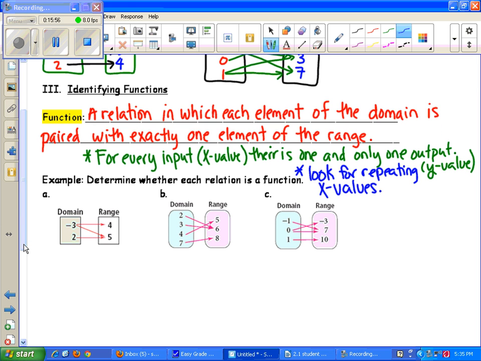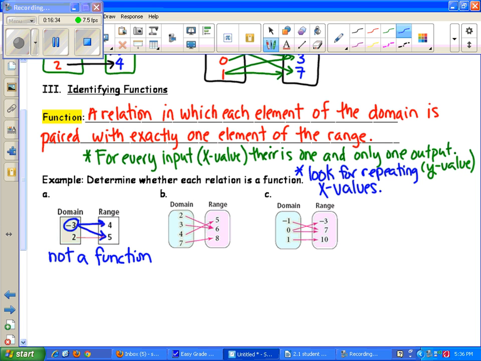So for example, determine whether each relation is a function. If we want to determine if these are functions, we look to see if for every x value there's only one y value. So how do you tell? You look for repeating x values. Looking at this first mapping diagram, notice this -3 is being mapped to the 4 and to the 5. So this input value has 2 output values. Therefore, this is not a function.